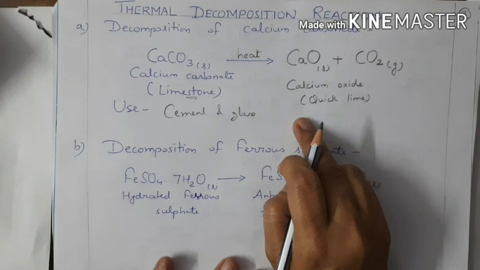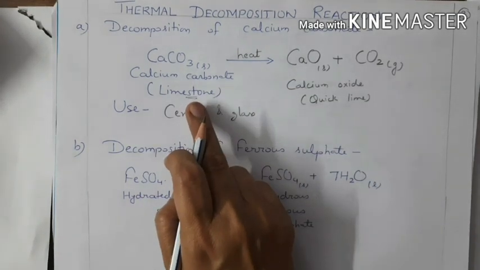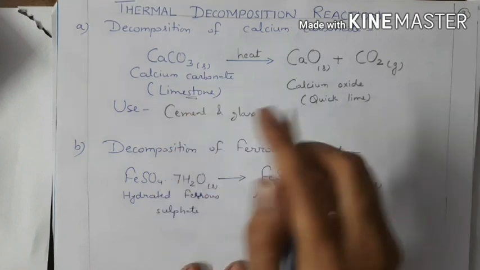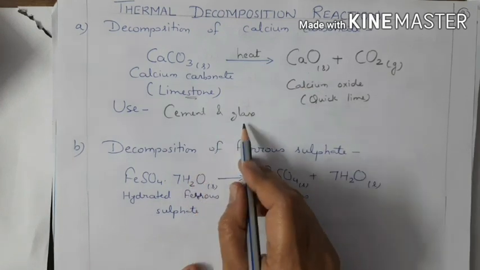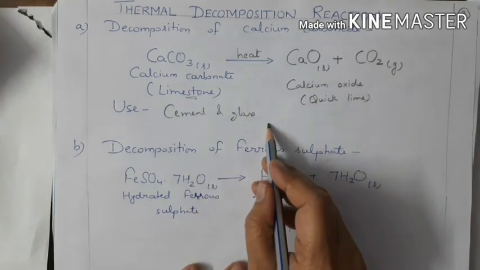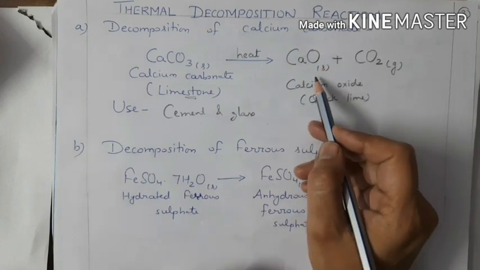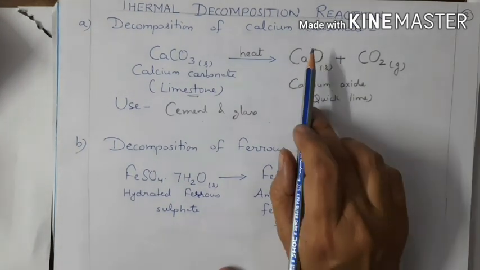So we obtain calcium oxide from nature by carrying out the decomposition of calcium carbonate, that is the limestone. This calcium oxide is used in cement and glass industries. I hope you remember, this calcium oxide or quicklime is also used in whitewashing the walls. So this is the first decomposition reaction.